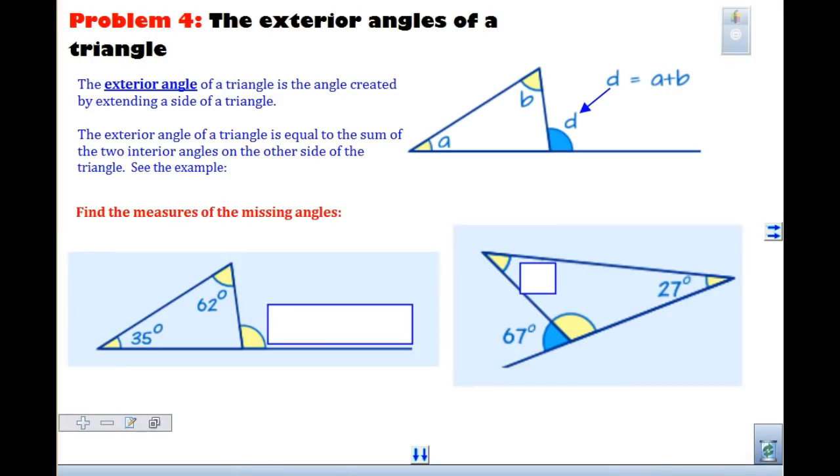So, as you are looking, this is the other reason it comes up a lot of times in your homework tonight. And this is one that's not as obvious, and it's a different type of angle. And it says the exterior angles of a triangle.